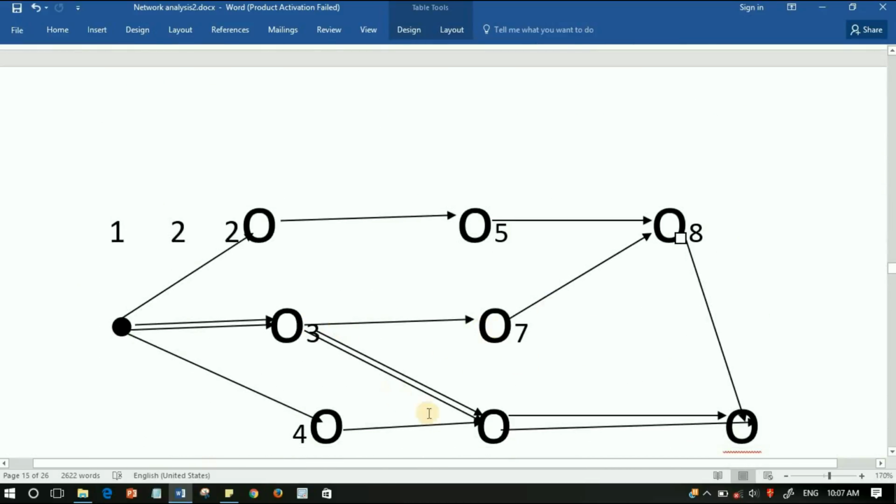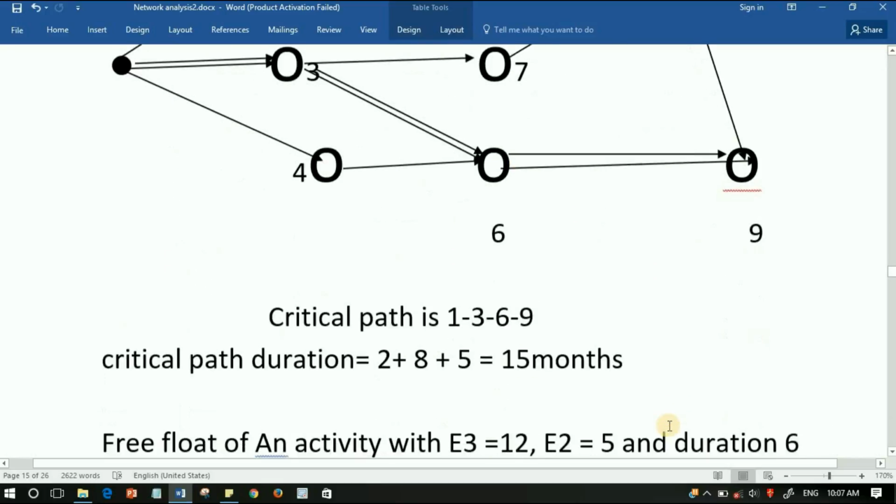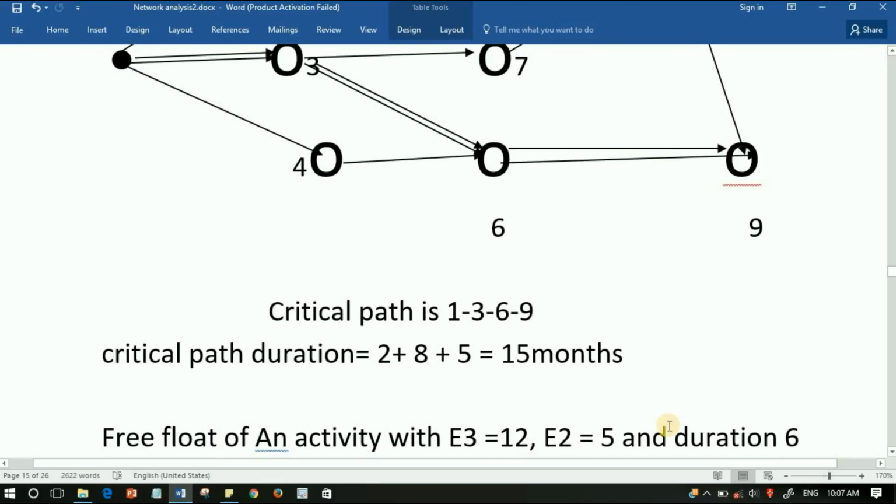1 to 3, 3 to 6, and 6 to 9 are the critical activities. The path is known as the critical path: 1 to 3, 3 to 6, 6 to 9. The durations 2 plus 8 plus 5, that is equal to 15 months, is the project duration.